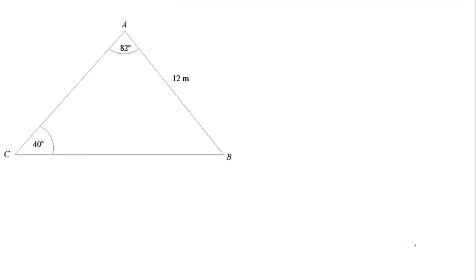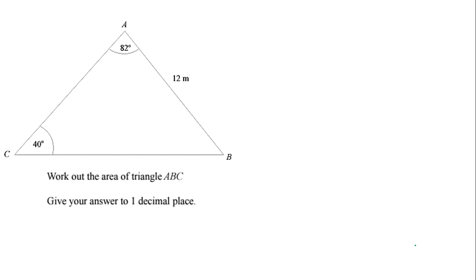So today's question is, this is a triangle ABC where you can see angle A is 82 degrees, angle C is 40 degrees, and length AB is 12 meters. And the question says, work out the area of triangle ABC. Give your answer to one decimal place.